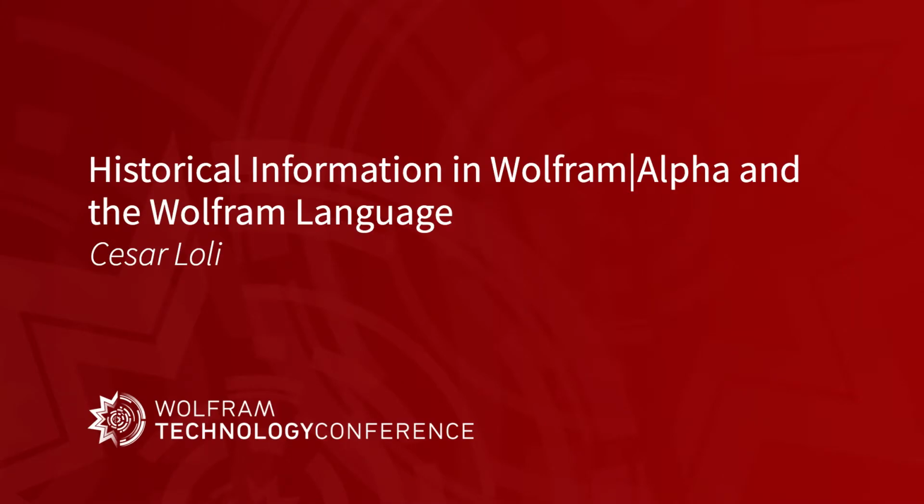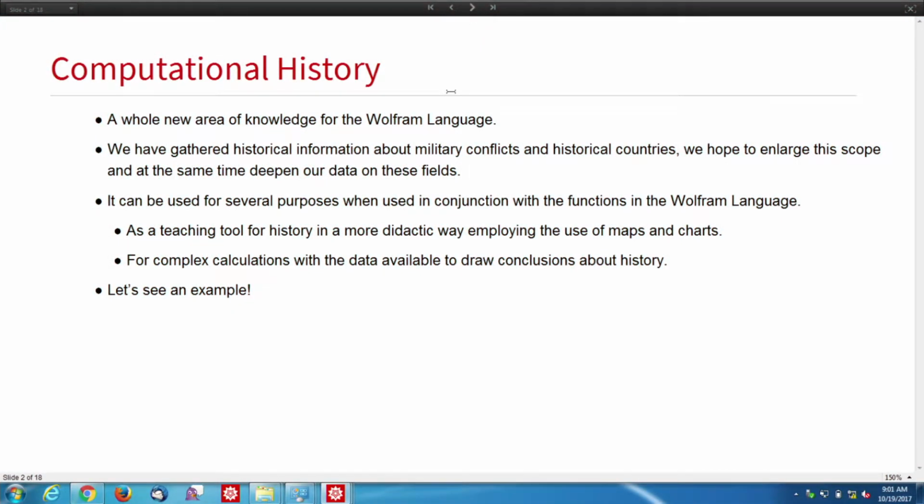Hi, everybody. I'm going to make a presentation about the historical information we currently have in the Wolfram language and Wolfram Alpha. I was the developer that did the most recent update of these paclets. Mainly, it includes the historical countries and military conflicts. This is a bit of a new area for the Wolfram language, trying to include the historical information that until recently we had only a sketch for. The historical countries mainly had an end date. We try to overhaul it by adding polygons and other interesting information.